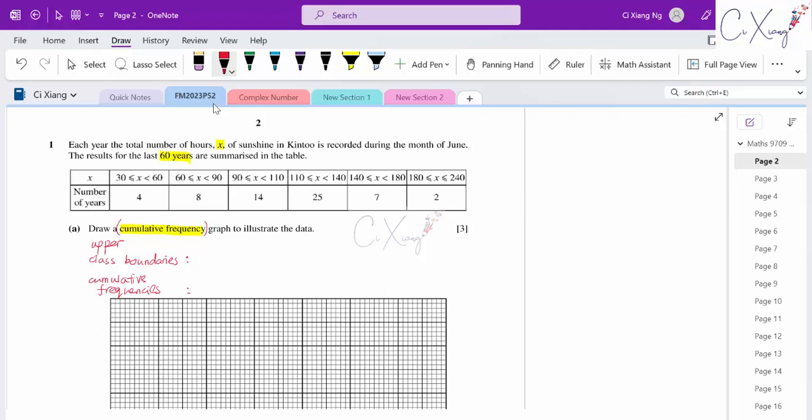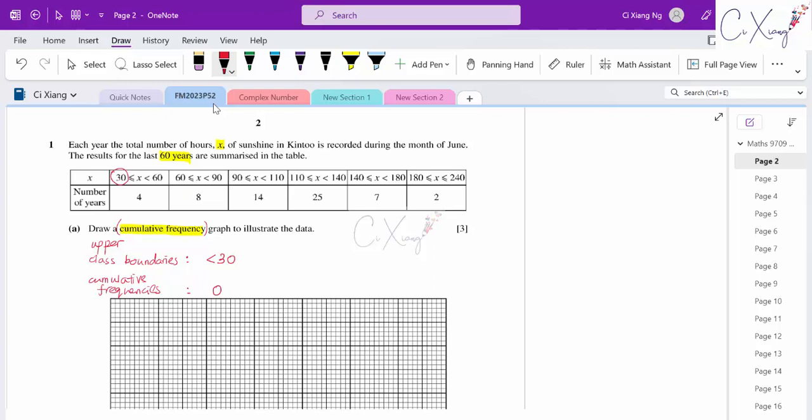First, we don't have any data that's smaller or equal to 30. Therefore, for our very first upper class boundary, I will start with 30. Smaller than 30, there's no frequency, so the frequency is 0. This ensures that my cumulative frequency graph later will start from the value y equals 0.